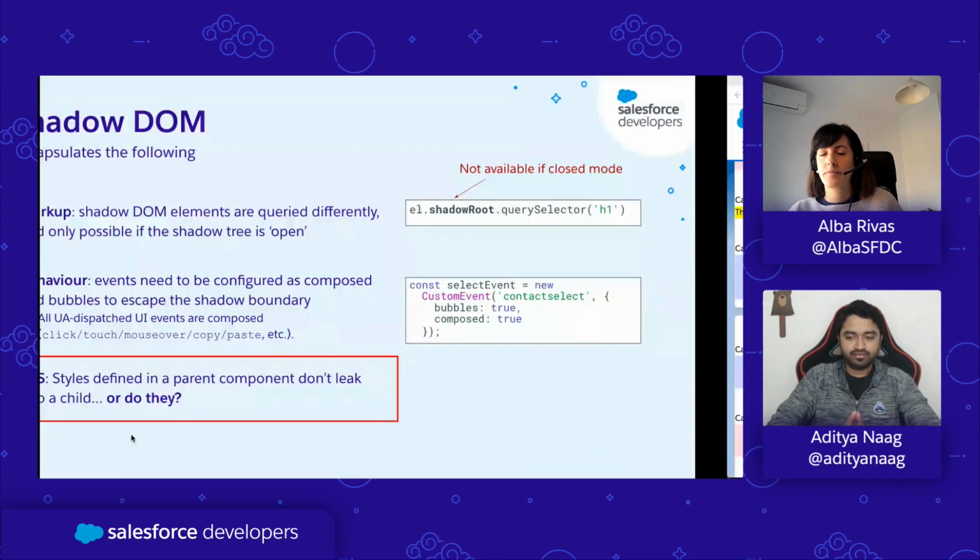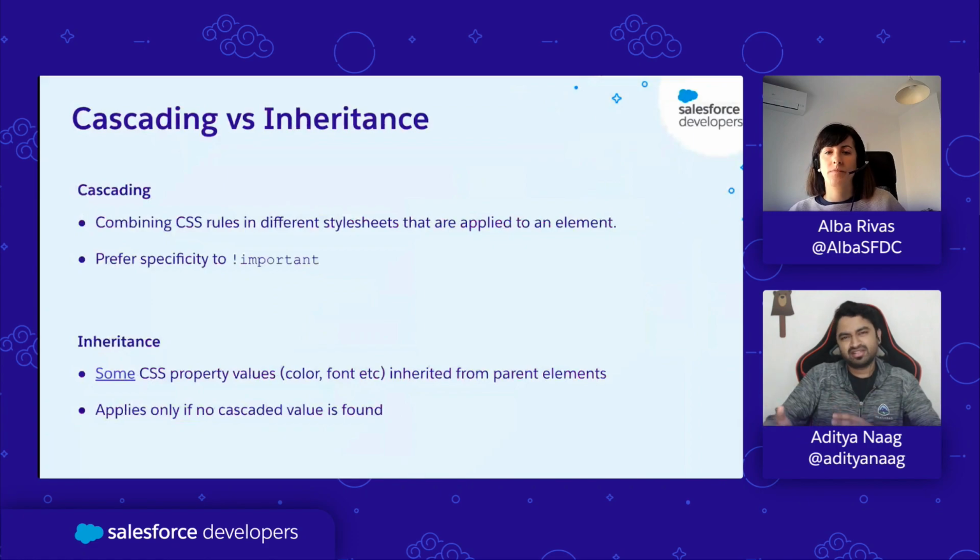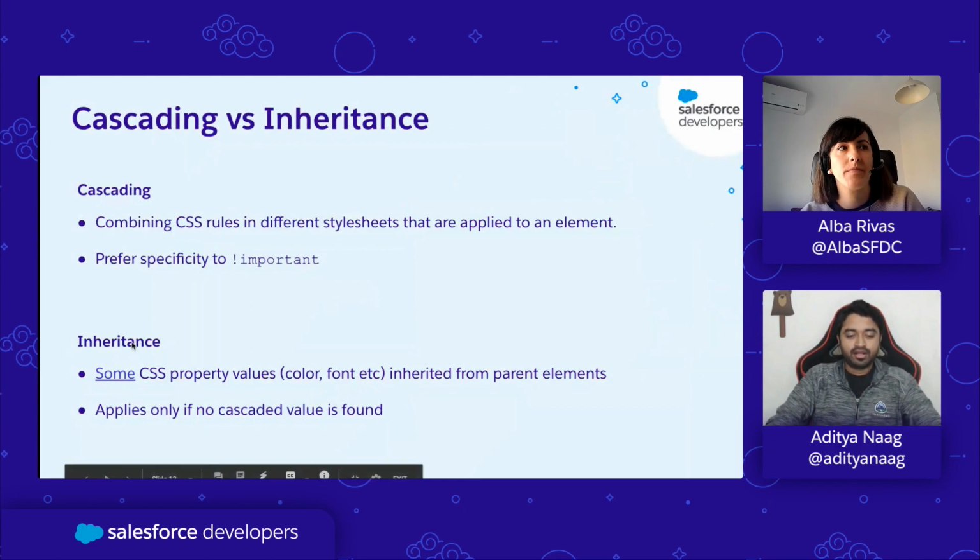If you look at the slide, you will anyways get this recording, but take a screenshot of this and stick it on your workspace, wherever it is. So cascading, like I mentioned, is a process of combining different CSS rules and trying to be as specific as possible when writing the selector instead of using the important tag. Now inheritance. Some CSS property values like color and font are inherited from the parent elements.